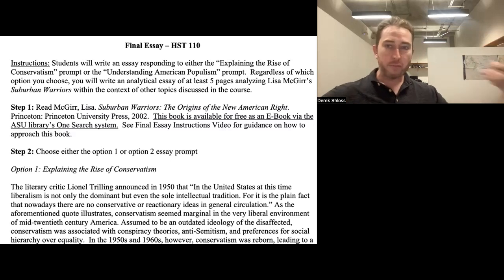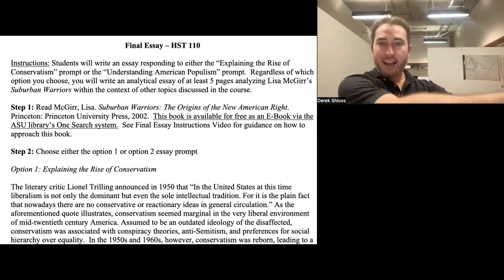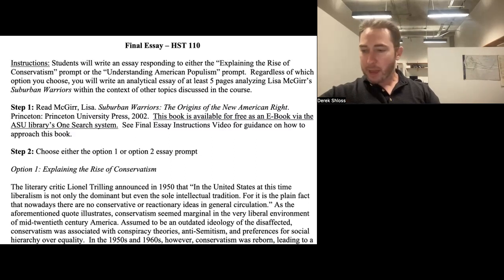Reconstruction, the Civil Rights Movement, the Great Depression, lots of different things to potentially focus on, right? So why did I choose the rise of conservatism and specifically conservative populism in the late 20th century? And why did I choose this McGirr book to have you guys engage with? Lots of great history books and articles to choose from. What was it about this book, you might be wondering, and more generally this topic?